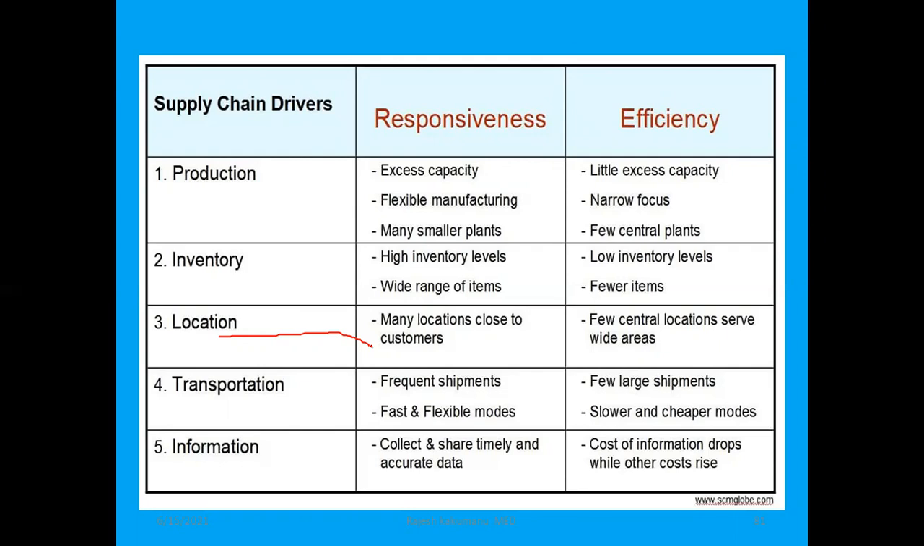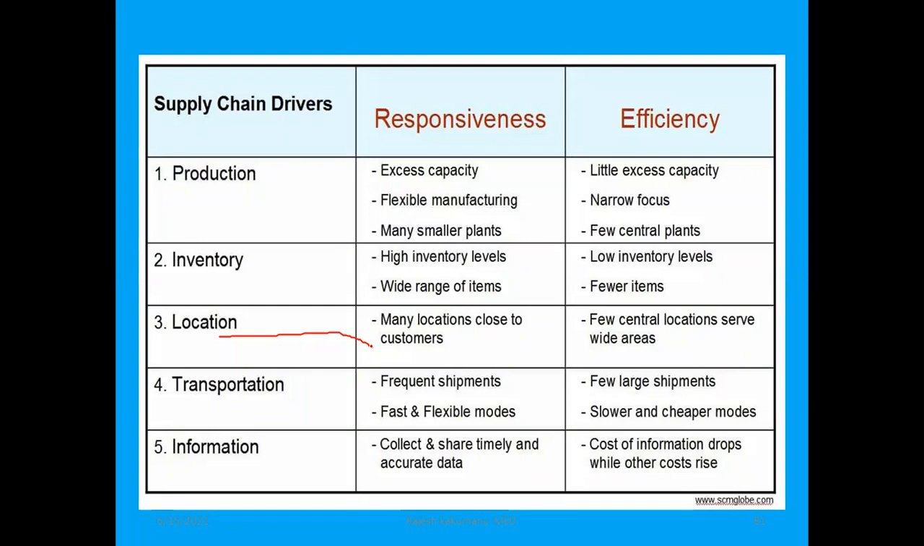Next, transportation means frequent shipments. The shipment should be done frequently. Why? Because the production keeps on running shift-wise. So transportation means frequent shipments, fast and flexible modes. Coming to the efficiency, few large shipments, slower and cheaper modes.